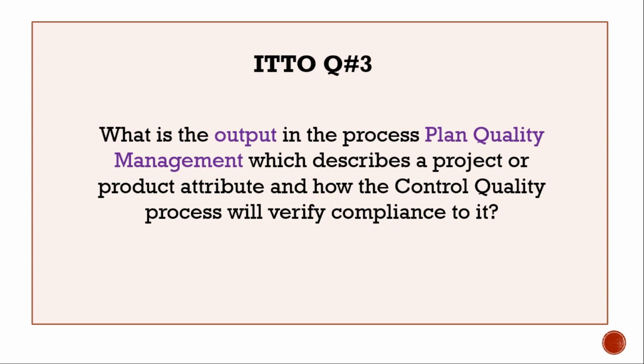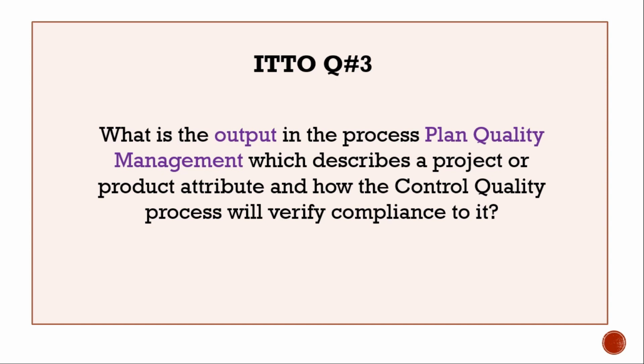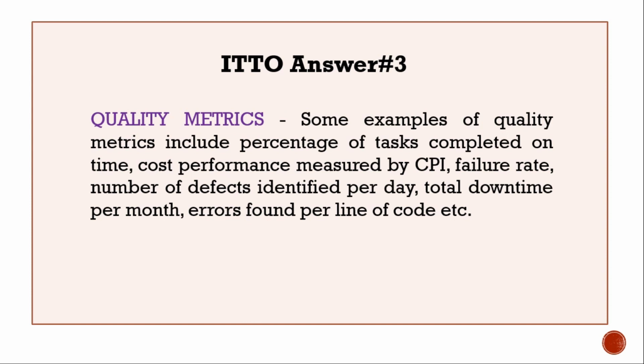ITTO question number 3. What is the output in the process plan quality management which describes a project or product attribute and how the control quality process will verify compliance to it? The answer: quality metrics. Some examples of quality metrics include percentage of tasks completed on time, cost performance measured by CPI, failure rate, number of defects identified per day, total downtime per month, errors found per line of code, etc.